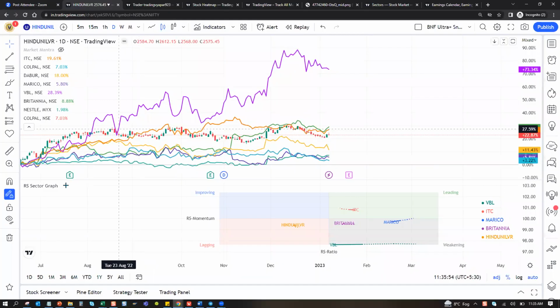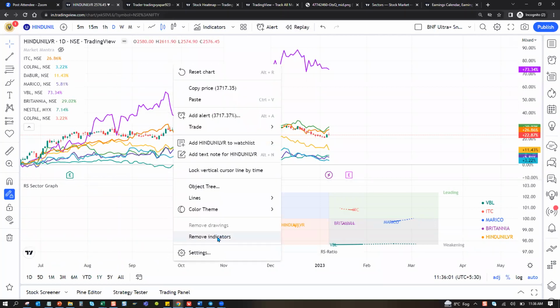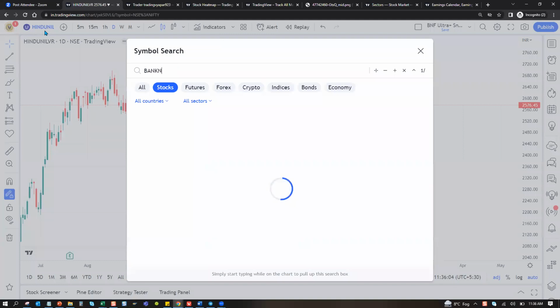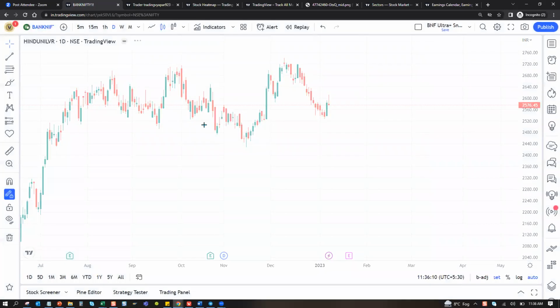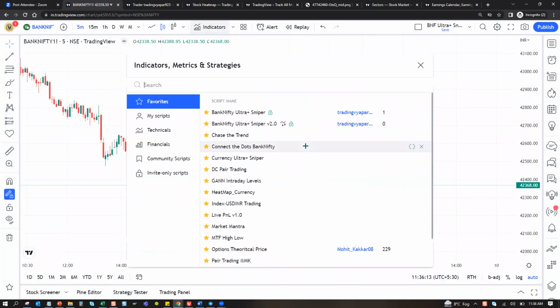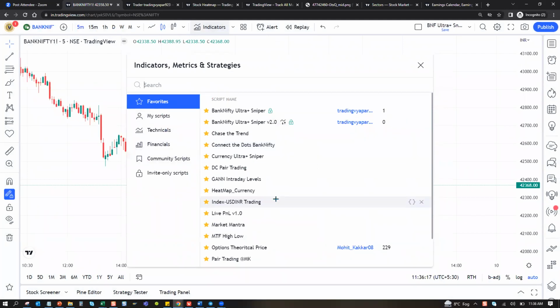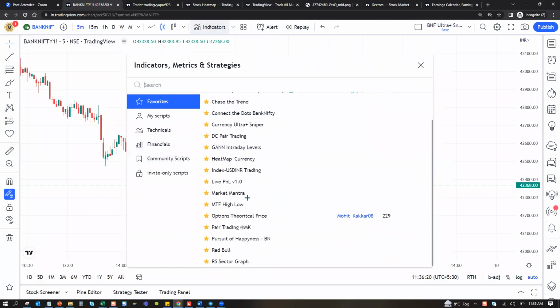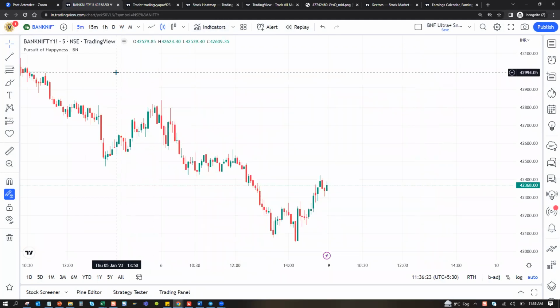White background. Let me pick. Okay, let me just remove everything. Go to Bank Nifty. Go to 5 minutes. My favorites, here it is. It will take 1 or 2 minutes to load because there is a big code, very big code for this. Maybe I'll drink water till the time it loads. So only once it takes time to load, then it's done.